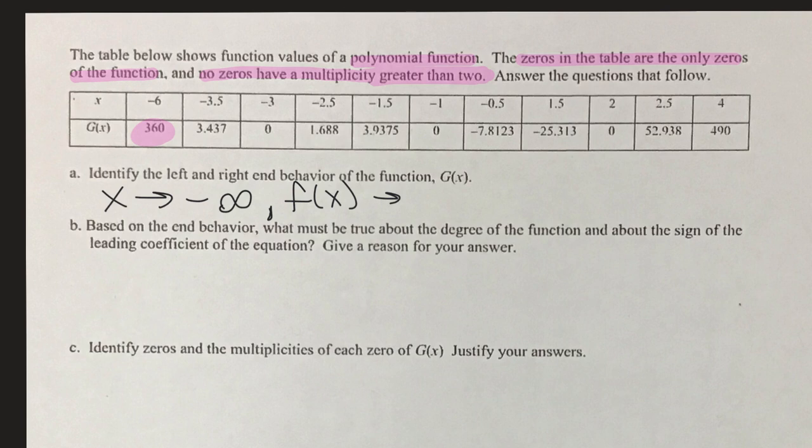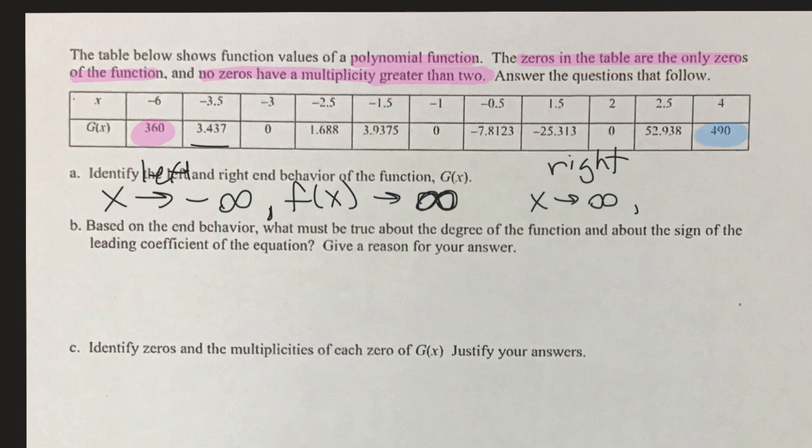Are the y values getting smaller or the y values getting bigger? They're getting bigger, right? 360 is way bigger than 3.46437. Okay, so that's on the left side. And what about the right side?